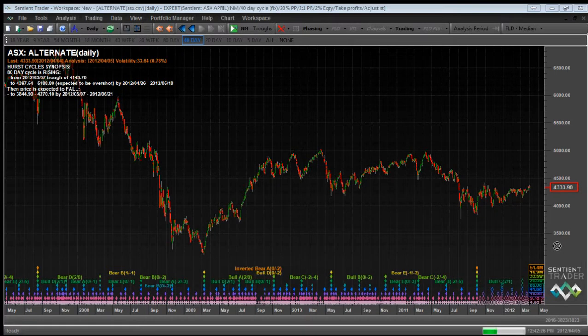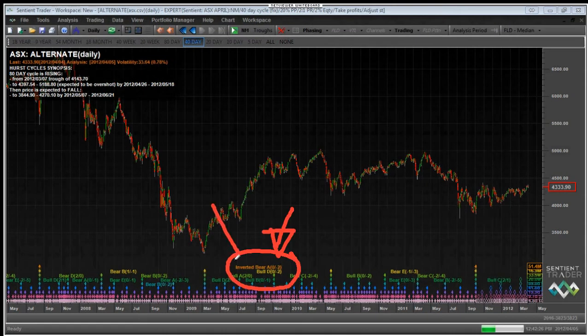Let me just turn off those semicircles, and let me go back to daily, and you can see there the shapes that are listed at the foot of the chart. You can see there immediately inverted bear. That's an inverted bear shape, and it's at the 54-month cycle level. That is really quite dangerous.